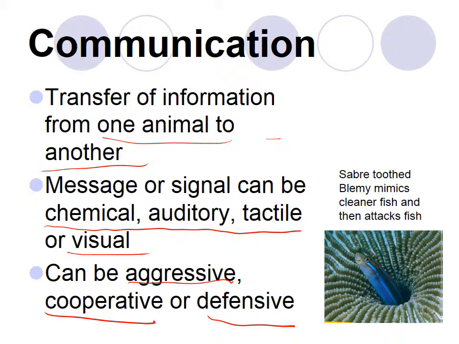So here, the example that it gives you is the saber-toothed blenny, which mimics cleaner fish, which is a different type of fish. And then by mimicking it, it then attacks these fish. So it fakes a communication signal of, oh, I'm going to look after you, and then it attacks them. So this communication is really quite important between animals within groups of themselves, or even between different species of animals as well.